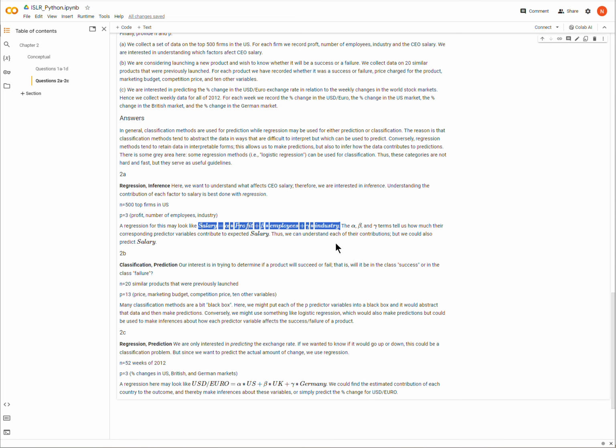a regression may look something like this, where we have each of the explanatory variables, and their importance will be estimated with the Greek letters here, alpha, beta, gamma. Once we estimate alpha, beta, gamma, we could just plug values in for profit, employees, and industry to then predict salary. So, okay.